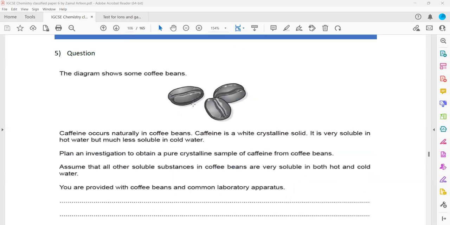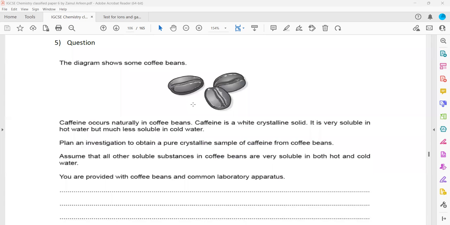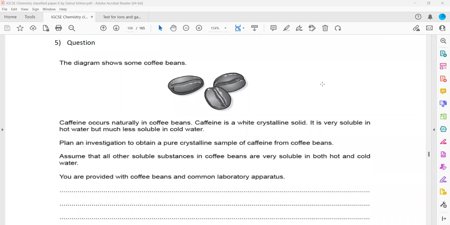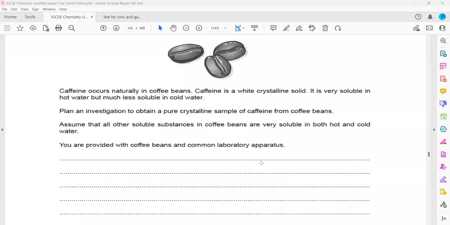In question 5, the diagram shows some coffee beans. Caffeine occurs naturally in coffee beans, and caffeine is a white crystalline solid. It is very soluble in hot water, but much less soluble in cold water. Plan an investigation to obtain a pure crystalline sample of caffeine from coffee beans. Assume that all other substances in the coffee beans are very soluble in both hot and cold water. You are provided with coffee beans and some common lab apparatus, and it is worth 6 marks.